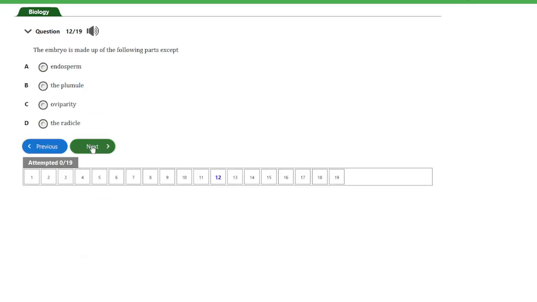So let's look at the next question, and that's question number 12. It says, the embryo is made up of the following parts except A, endosperm, B, the plumule, C, oviparity, D, the radicle. So guys, the answer to this question is option C. All these other parts are parts of the embryo of a plant, but guys, oviparity is not a part of the embryo of a plant. So guys, the answer to this question is option C, and that's oviparity.